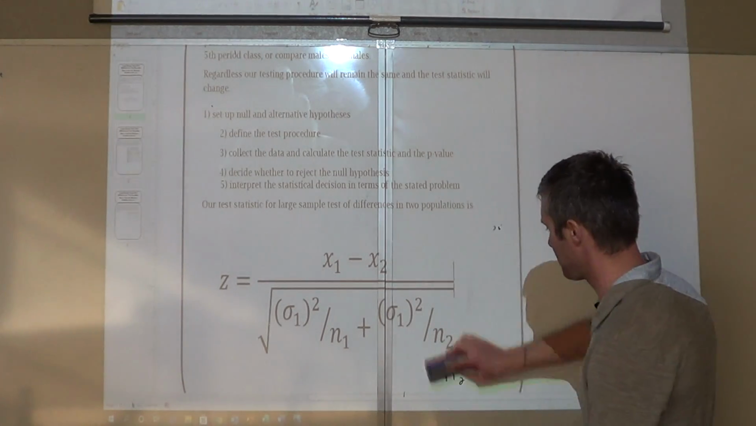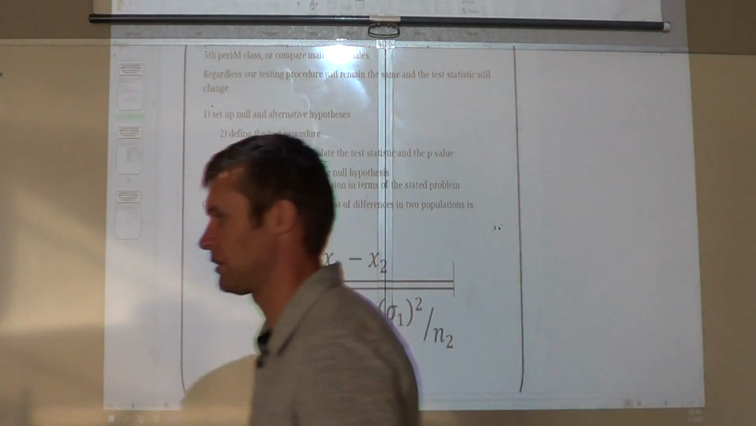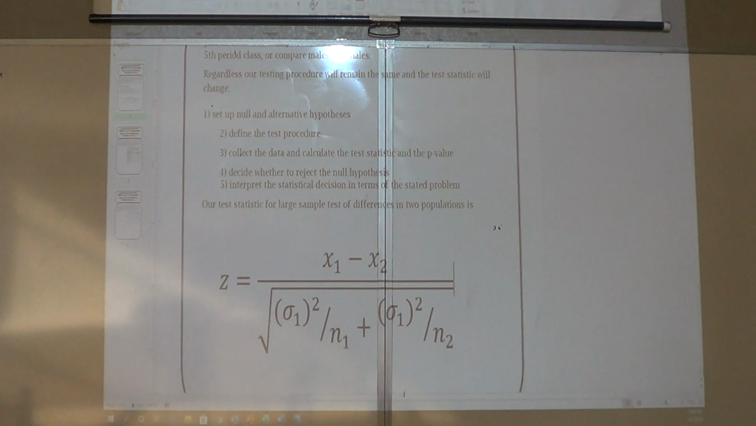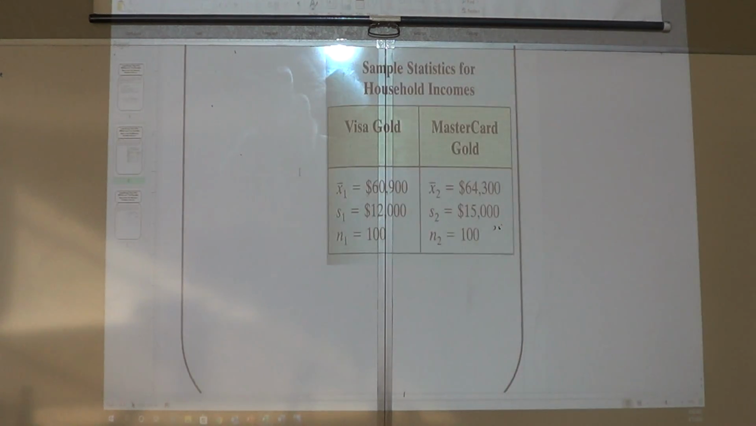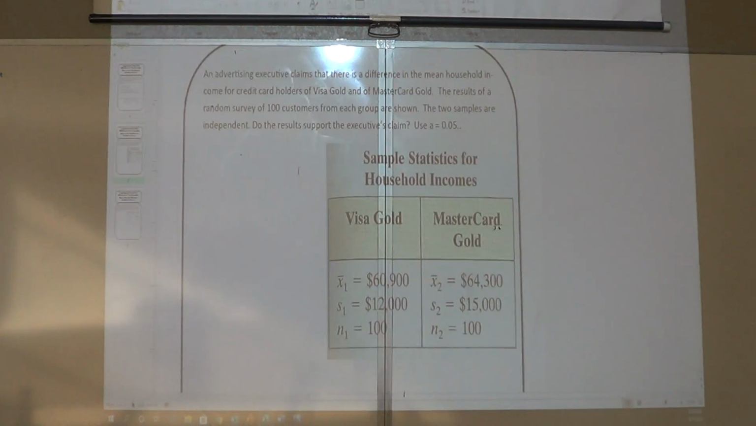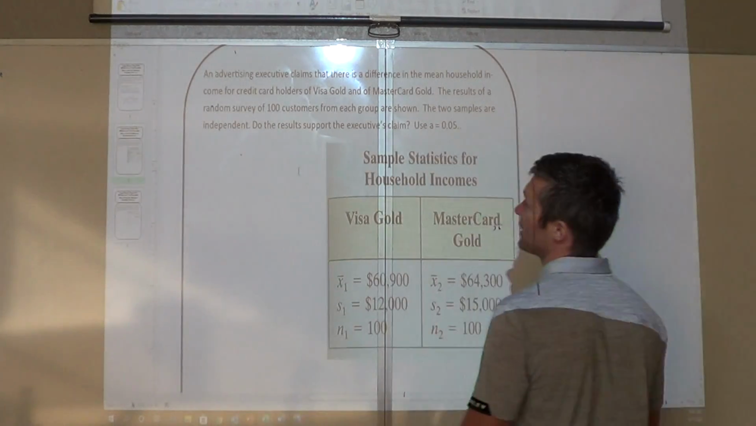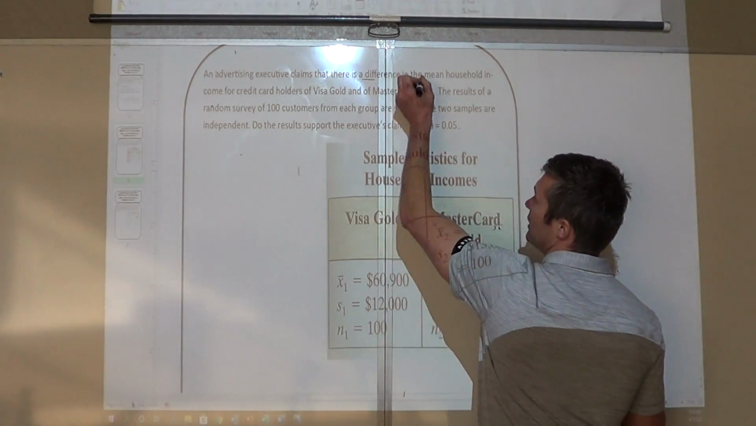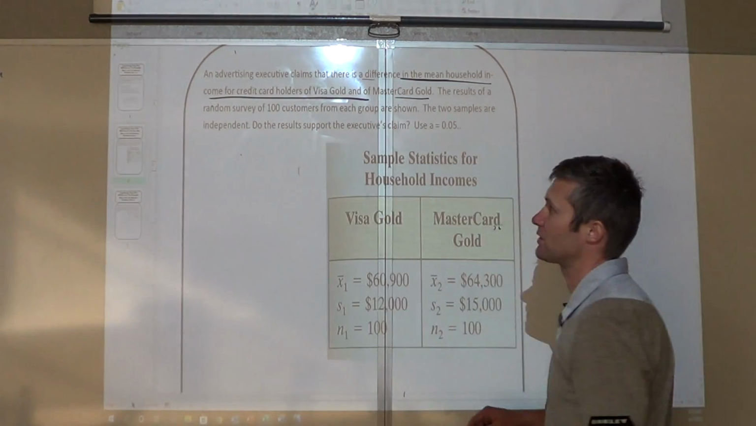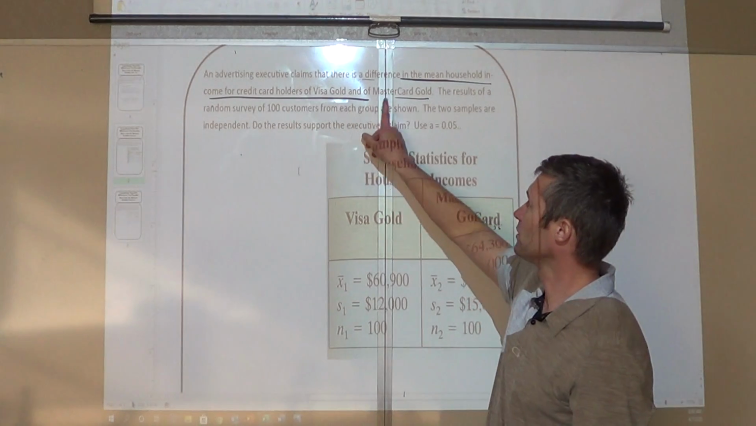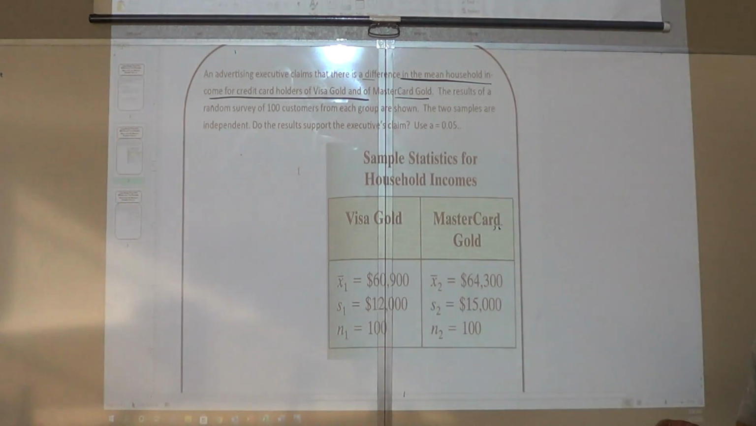So the first example that we have is on MasterCards. It says an advertising executive claims that there is a difference in the income for Visa Gold and MasterCard Gold. This right here is what we're testing. So there is a difference.